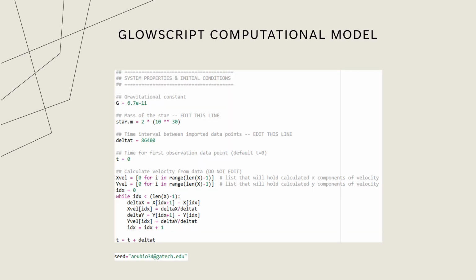And now for part 1, our black hole. For our initial conditions and system properties, we see the first 4 lines are just constants: the gravitational constant, the mass of the star, how many seconds are in a year, delta t, and t. And then at the bottom we have a loop that holds our x and y components for our velocity. And at the very bottom you can see my seed, which differentiates my results from others.